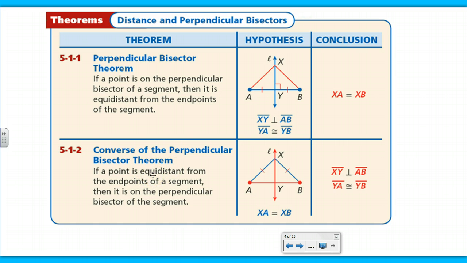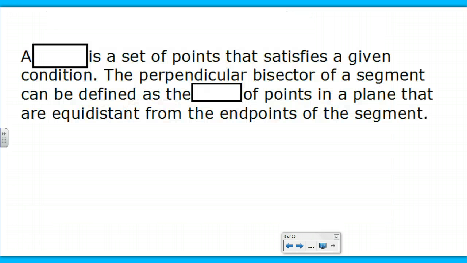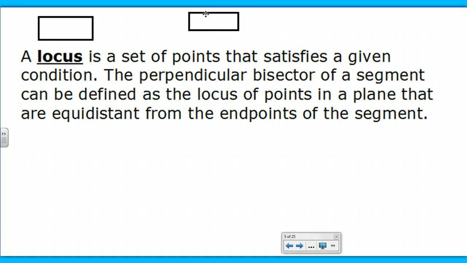The converse of the perpendicular bisector theorem says if a point is equidistant from the endpoints of a segment, then we can now say that line L is a perpendicular bisector of the segment. Okay? We are going to learn a new word today. It is a set of points that satisfies a given condition. A set of points that satisfies a given condition is called a locus. So the perpendicular bisector of a segment can be defined as the set of points, the locus of points in a plane that are equidistant from the endpoints of the segment.